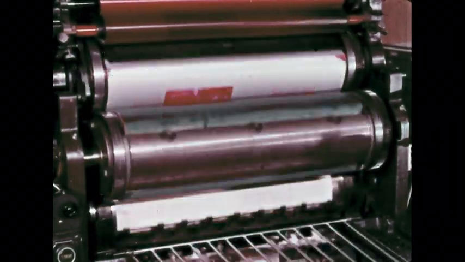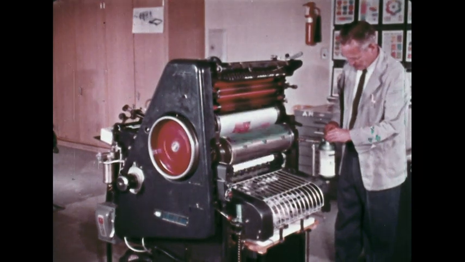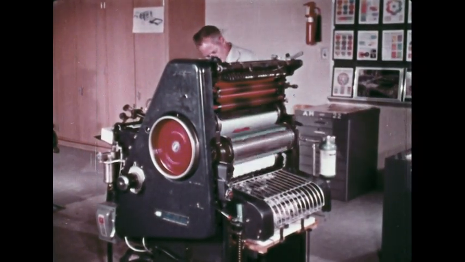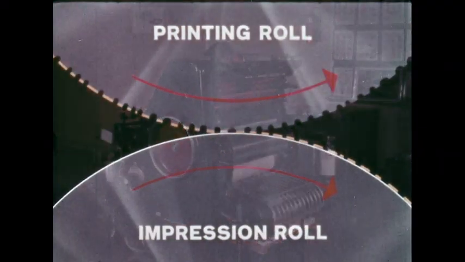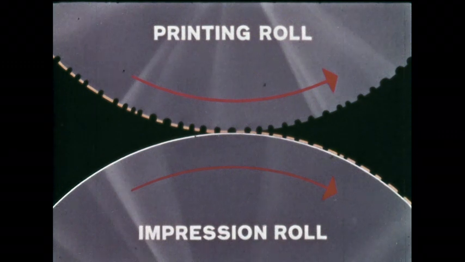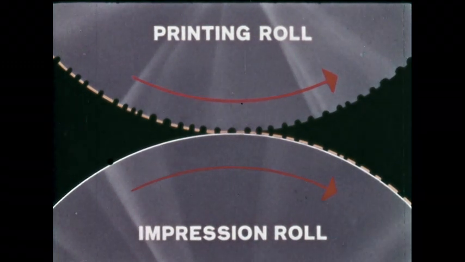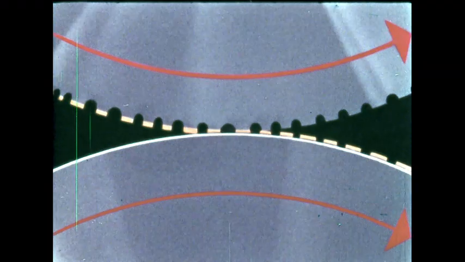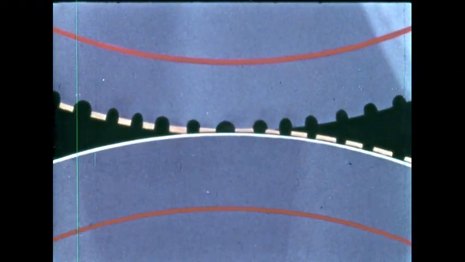Since each process employs a different kind of printing image, carrier, or plate, different methods of applying ink are required. And each process will also require a different surface against which the printing is done. For letterpress printing, the material on which the reproduction is to be made is held against a hard surface, so that only the printing image comes in contact with the material.